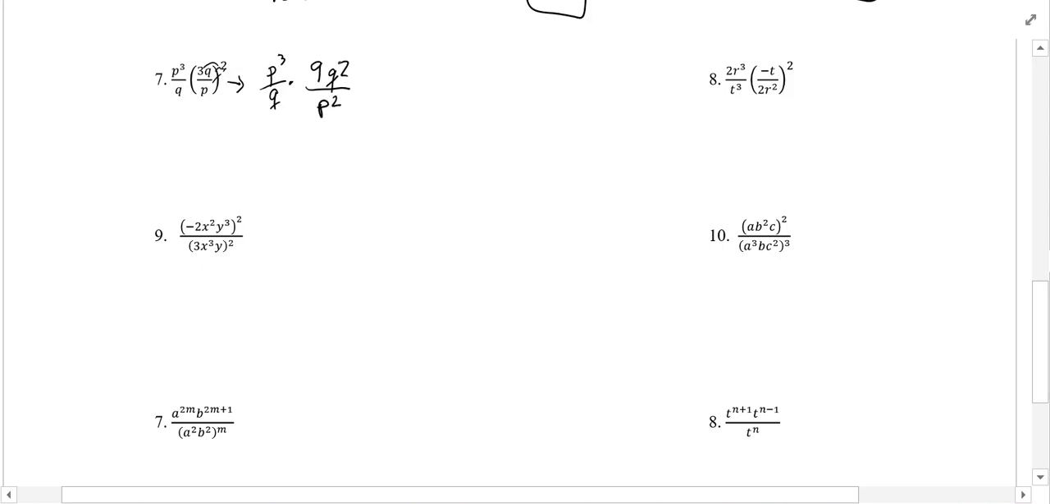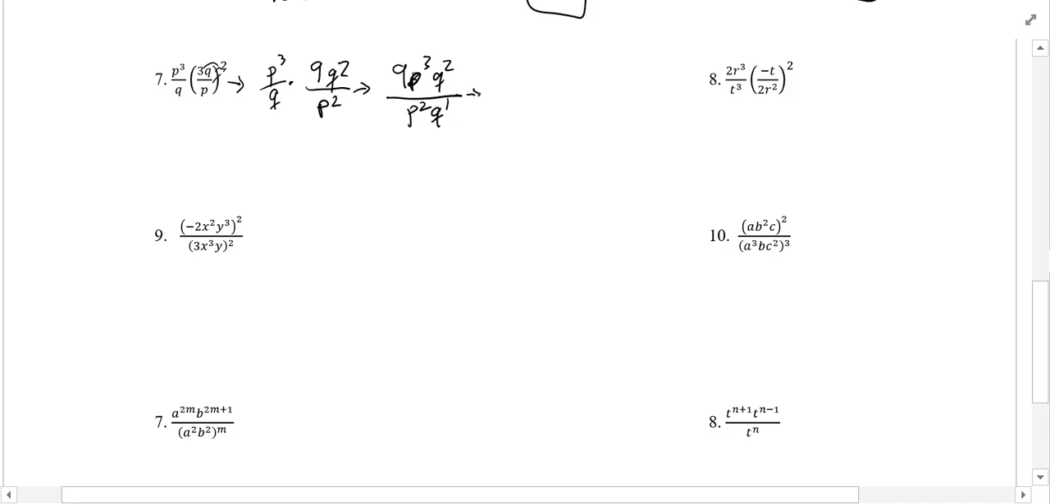So again, now that I have this, I could cross simplify and then multiply straight across, but I'm going to multiply straight across and then simplify at the end. So in the numerator, I have 9p cubed, q squared over p squared q. And remember that q is to the first if you want to put that there.